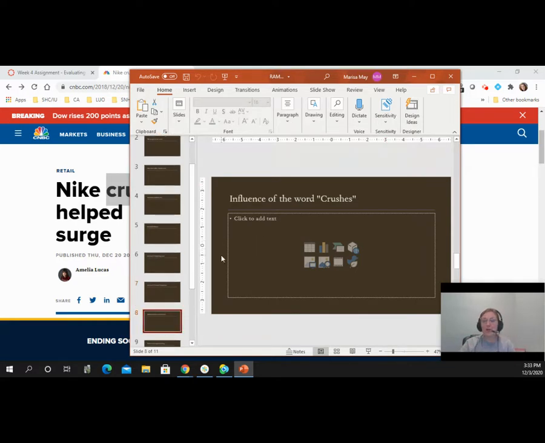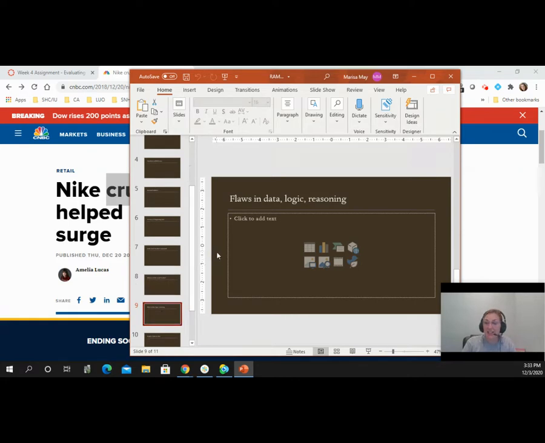Influences of the word crushes. When we use the word crush, what does that indicate to you? What in the article are they saying this implies? What does it mean? What should we be looking for moving forward if we're going to use the word crush? Again, not really looking for a right or wrong, looking for more of a support on your stance here.